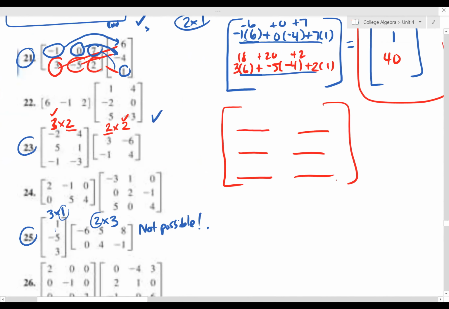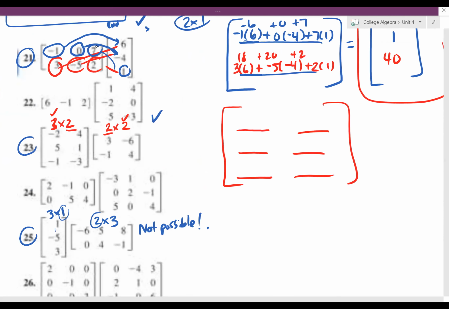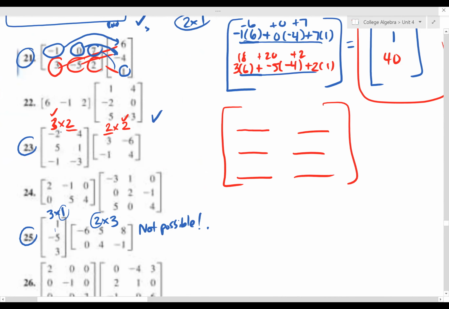Okay, so as we do this product, we start with row 1 in the first matrix. Okay, so row 1, the first number is a -2. So I'm going to do -2 times 3 plus 4 times -1. So notice how I did row 1 times column 1. And the positions should always have a number that it lines up with.